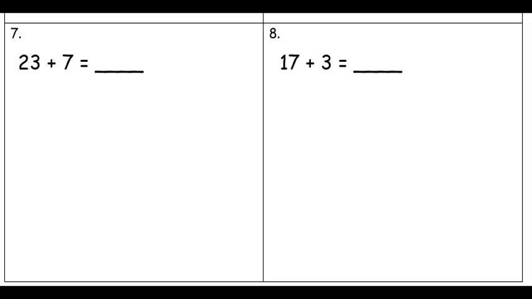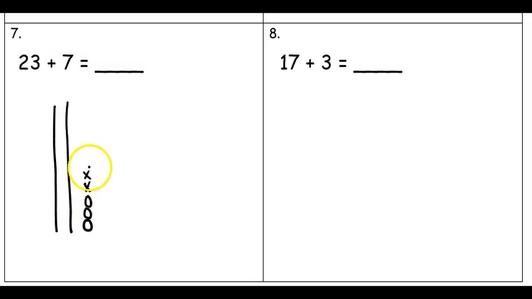Let's show 2 more problems here. I have 23 plus 7. So I'll show 23 as 2 10s and 3 ones. To that I'll add 7. So I have 1, 2, 3, 4, 5, 6, 7. That gives me a group of 10. So now when I add 23 plus 7, that gives me 3 groups of 10. 23 plus 7 is equal to 30.